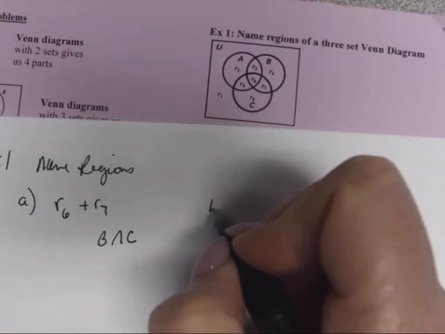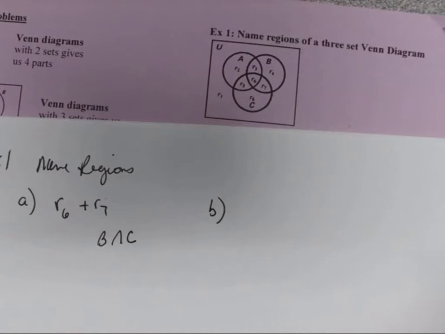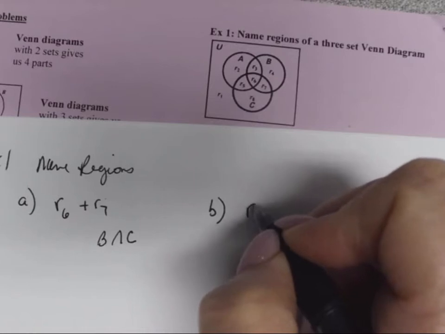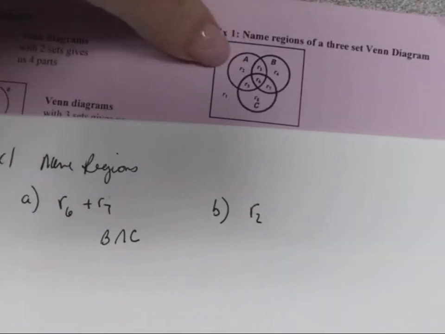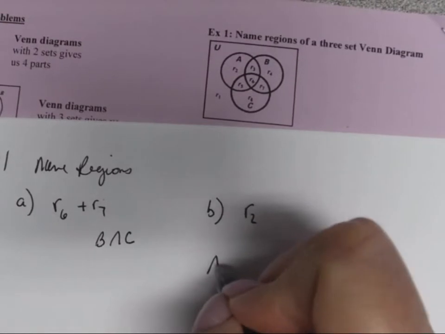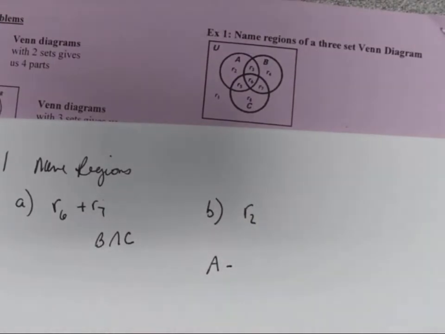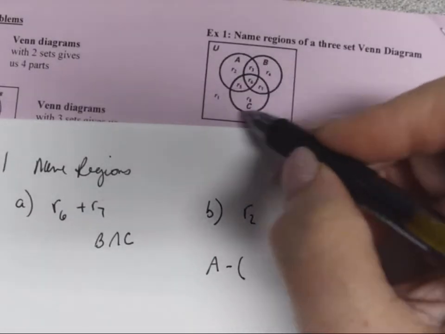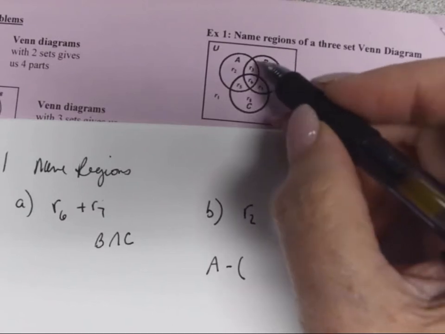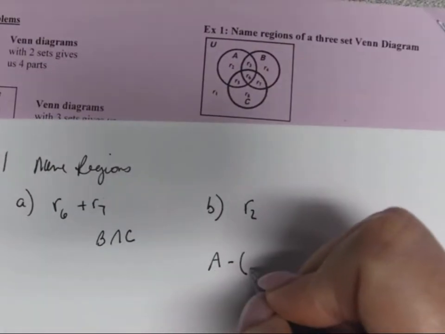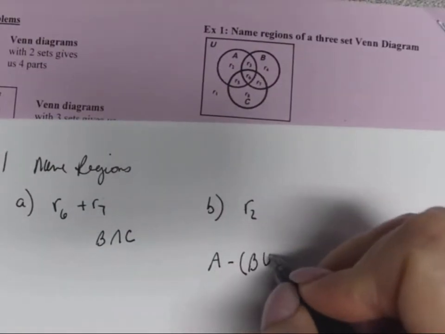If we're looking at part B and we want to name R2, how are we going to name that one? Because R2 is just this area here. You can't include any of those. So we would take set A, and we need to subtract out the union of B and C, because those are in B and C. If we take out all of B and all of C, that would leave us with set A. So it would be A minus B union C.